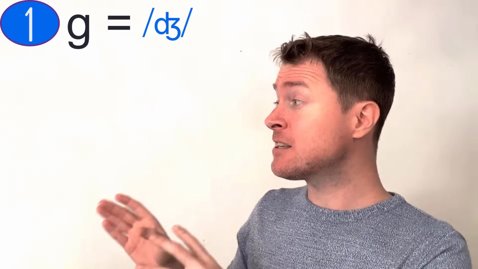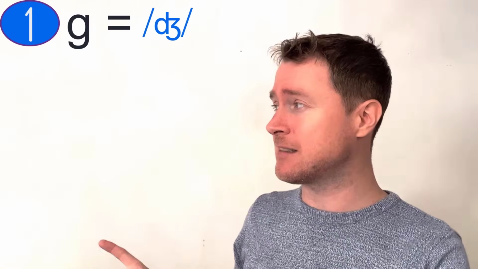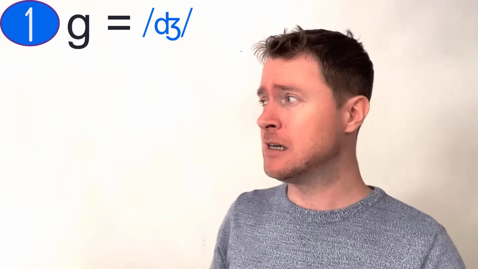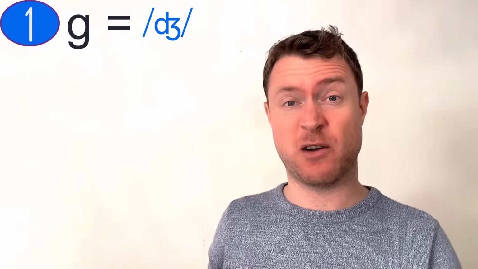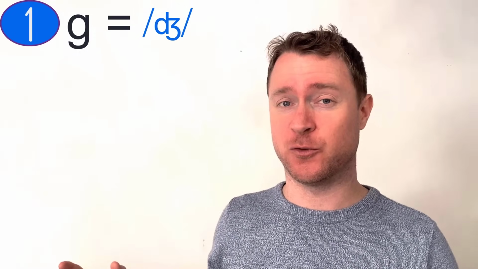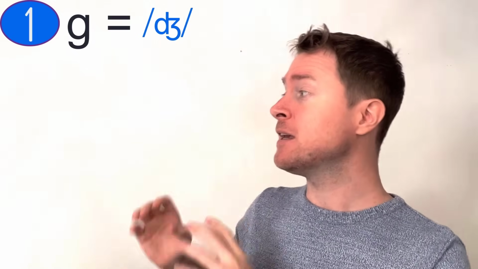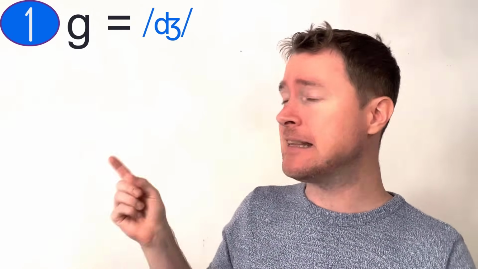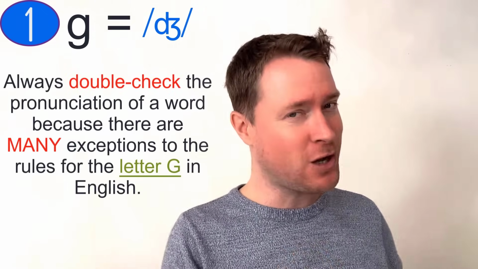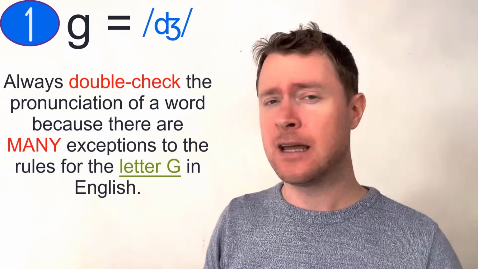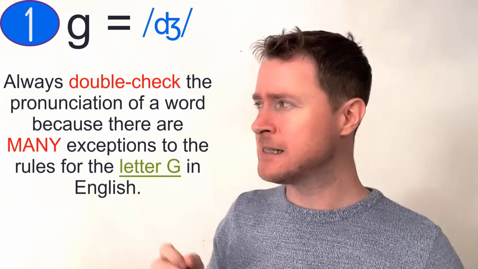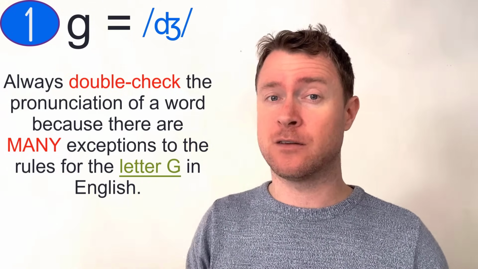Okay, now the letter G in English is a bit of a crazy letter because there are some rules, but sadly there are many exceptions to the rules. There are many breakers of those rules. Okay, so my advice is to watch this lesson and learn the rules, but if you're learning a new word that begins or contains the letter G, make sure you double check the pronunciation because this letter can be a little bit tricky. There are some general rules, but there are lots and lots of exceptions.